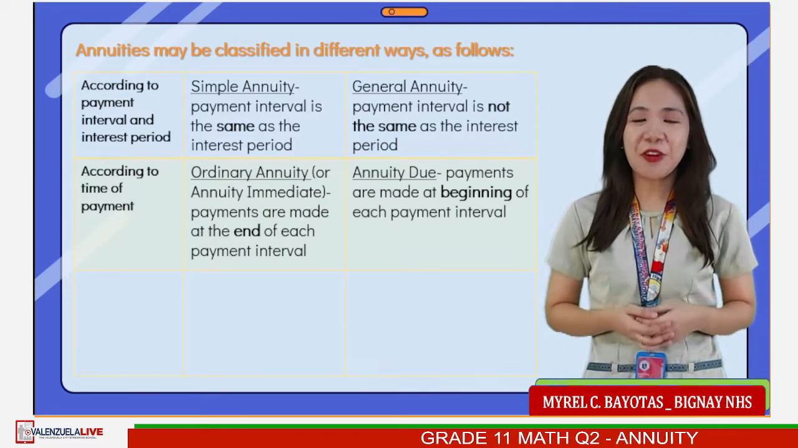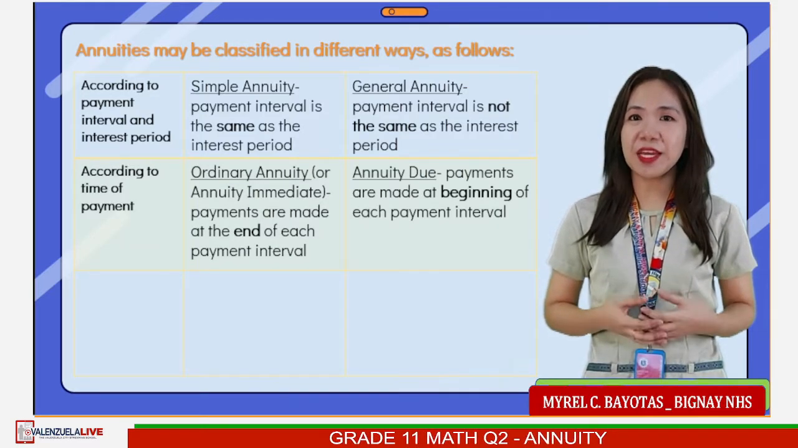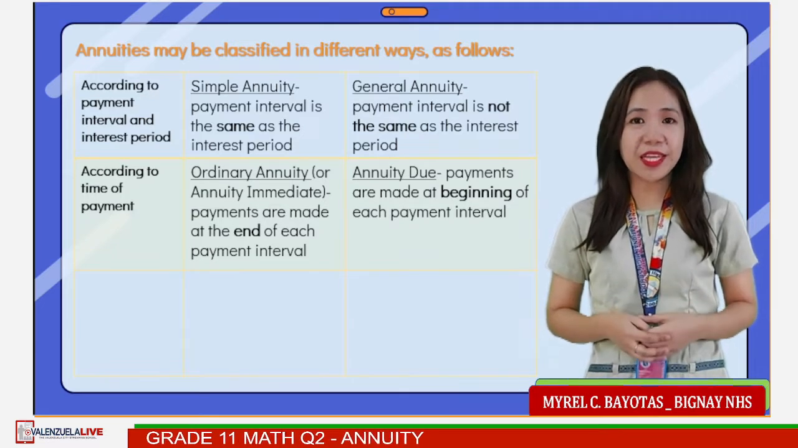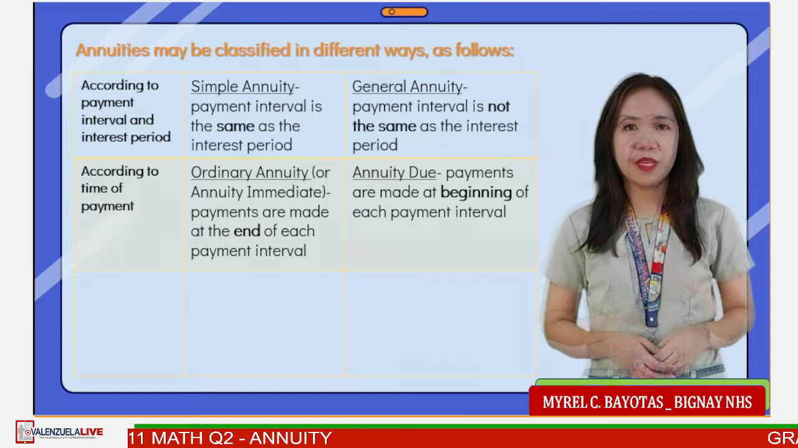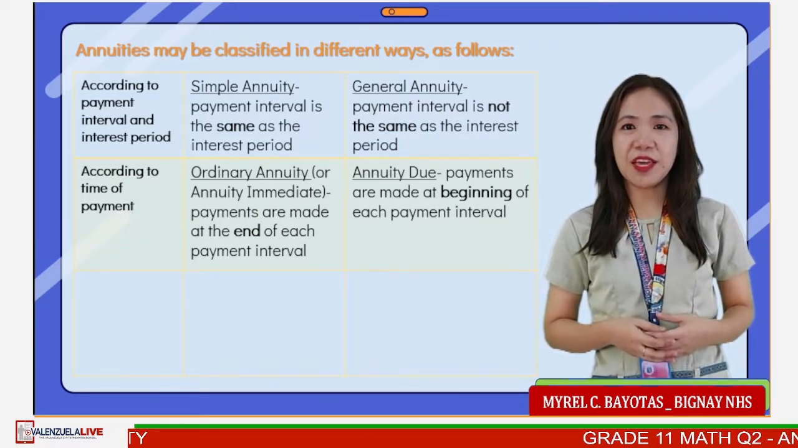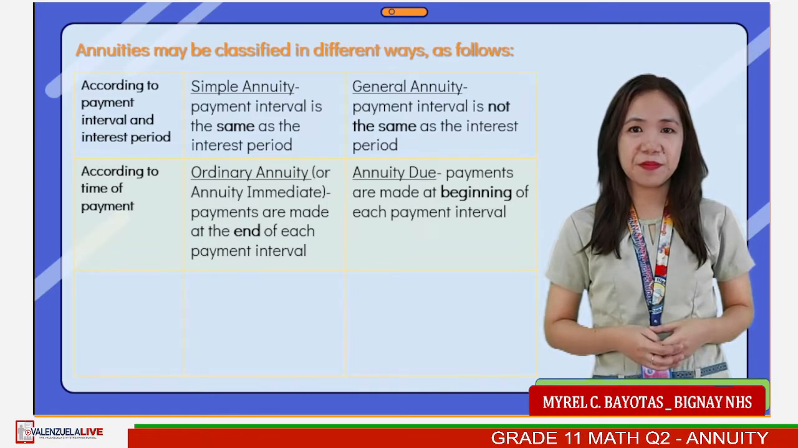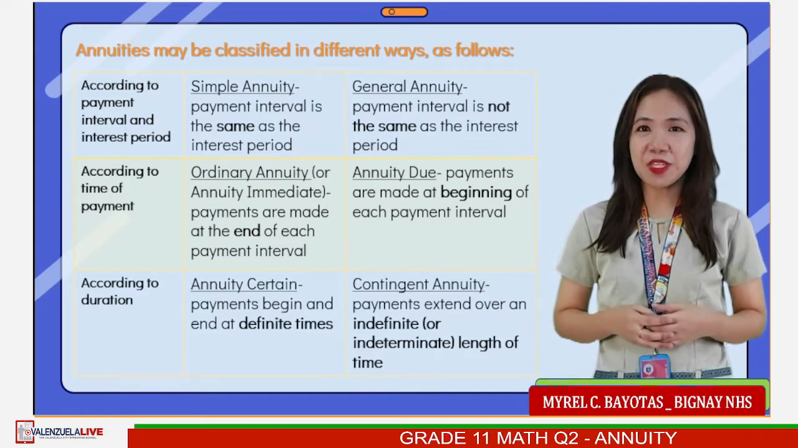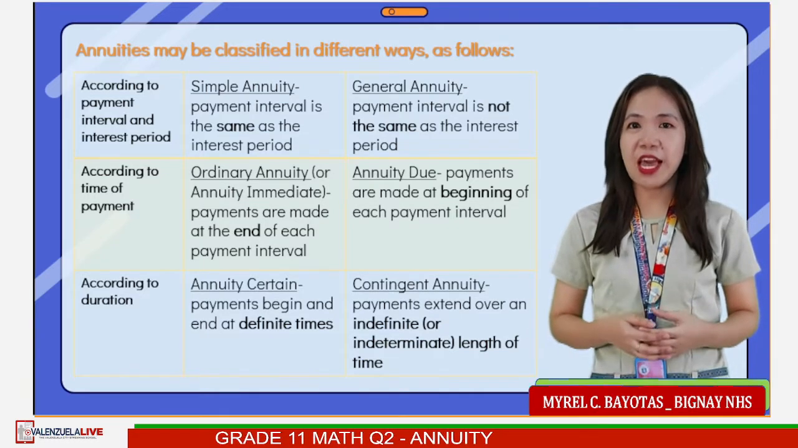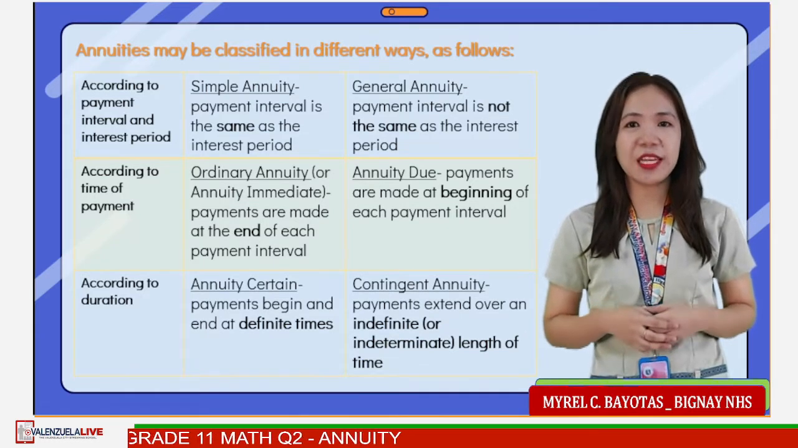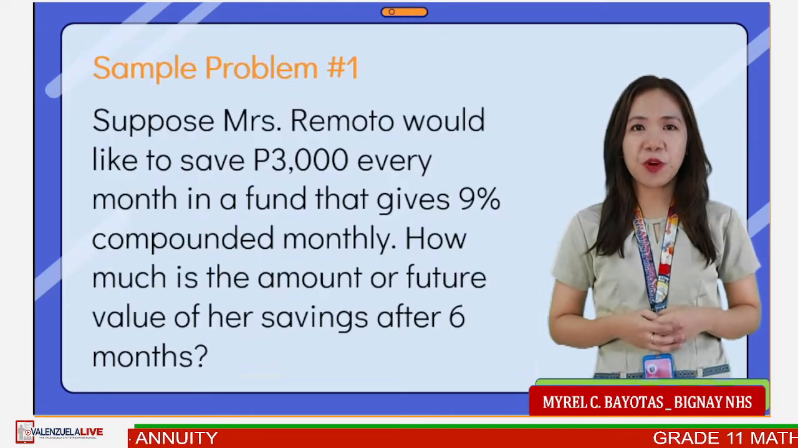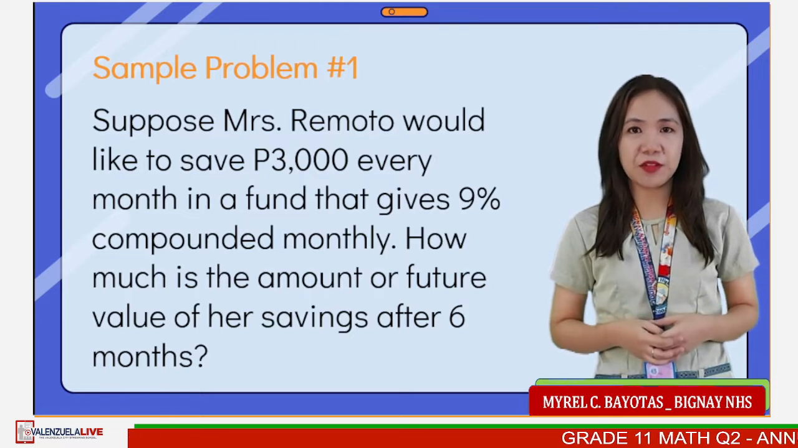You're right! In ordinary annuity, payments are made at the end of each payment interval, while in annuity due, it is made at the beginning. Of course, let's not forget annuity certain and contingent annuity. How do they differ? Well said. In annuity certain, payments begin and end at definite times, while in contingent annuity, it extends over an indefinite length of time. Let's try to solve word problems to understand annuity better.